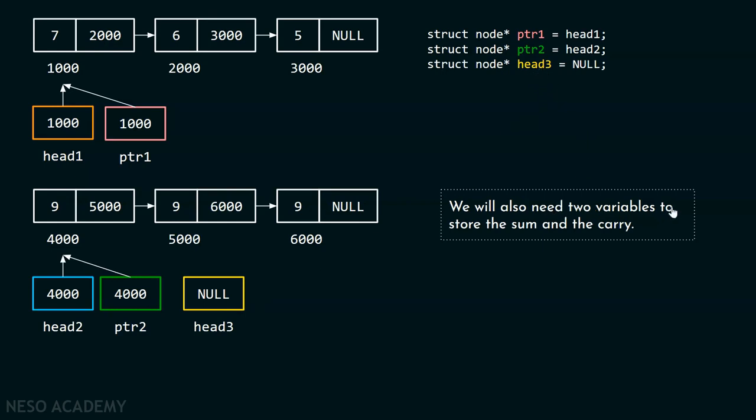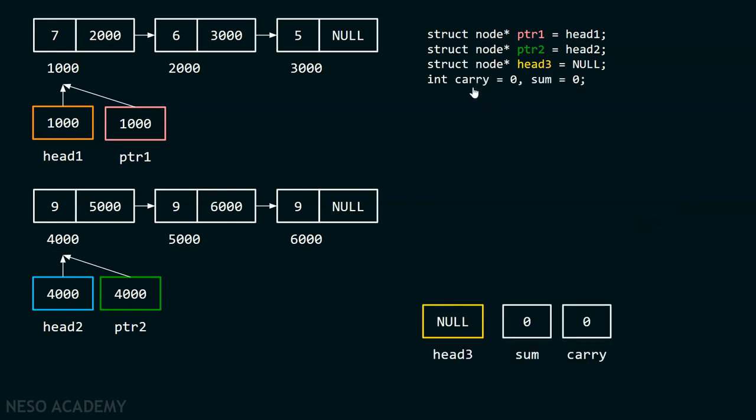We will also need two variables to store the sum and the carry. Obviously, this is also an important step. For this purpose, I'll create two different variables, carry and sum. Carry is currently holding the value 0 and sum is holding the value 0. Both of them are holding the same value at this moment, that is 0 and 0, right? These are the representations of sum and carry. I love to represent them with boxes.